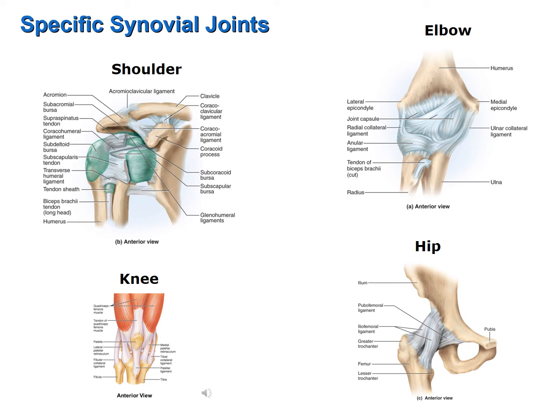And lastly, for specific joints, the shoulder, elbow, knee, hip, you'll be learning specific structures which are found at those joints. The wonderful thing about these structures that you have to learn, they are named after the bones that form those joints. So if you know the names of bones, it makes it very easy to learn these tendons and ligaments and other associated structures.